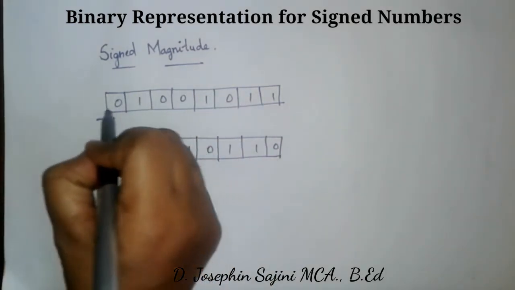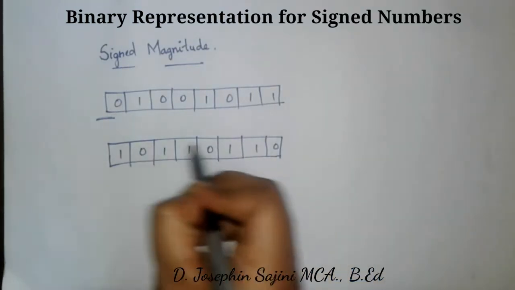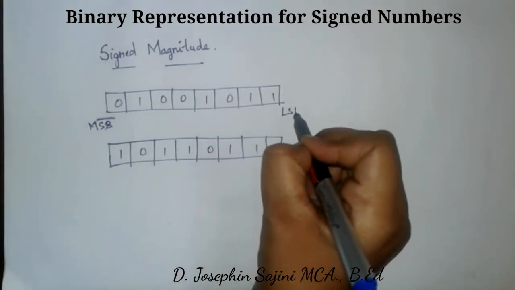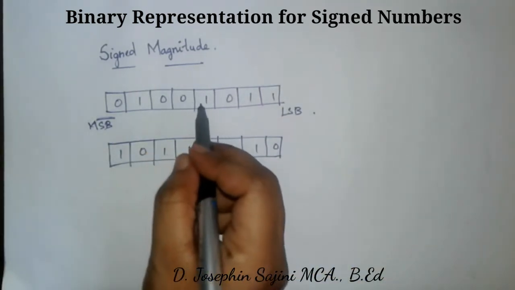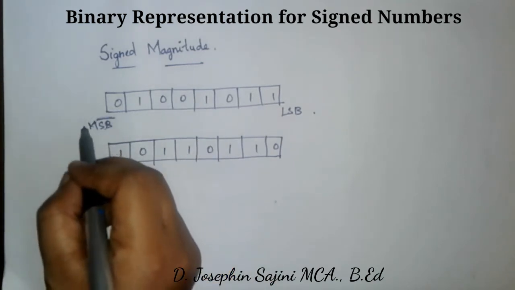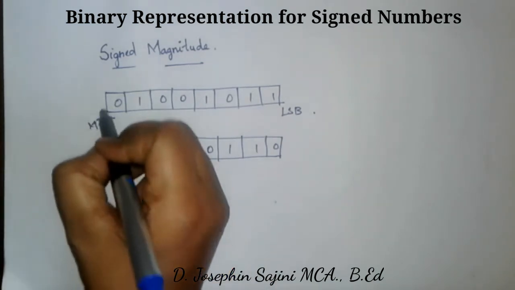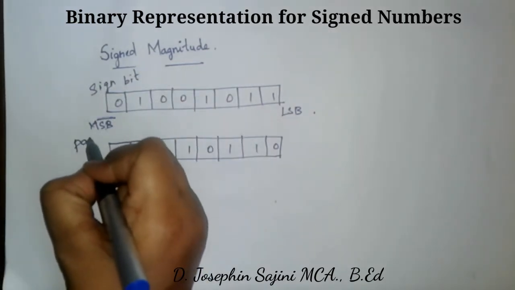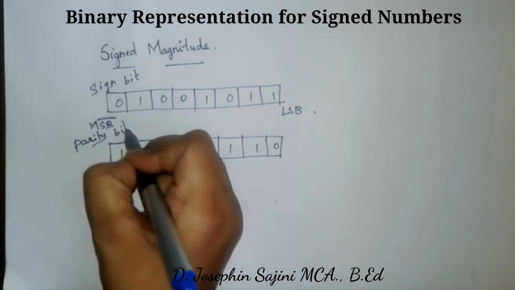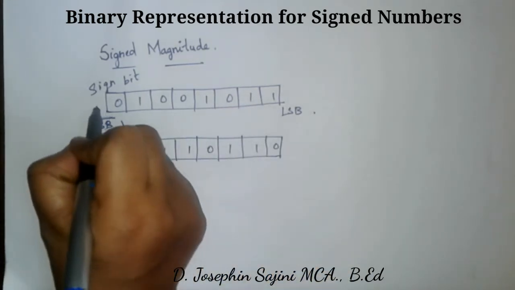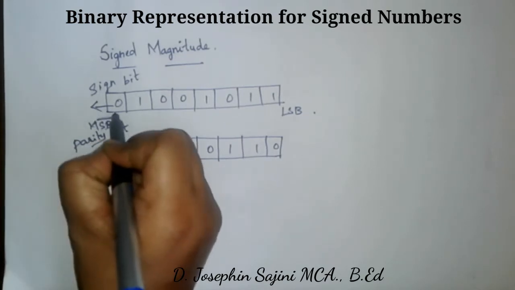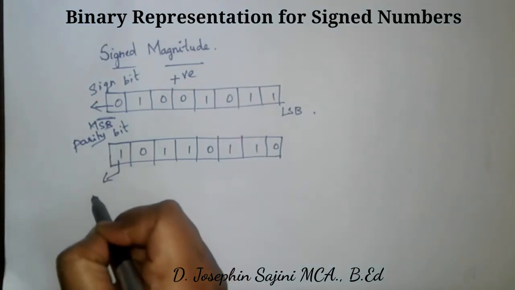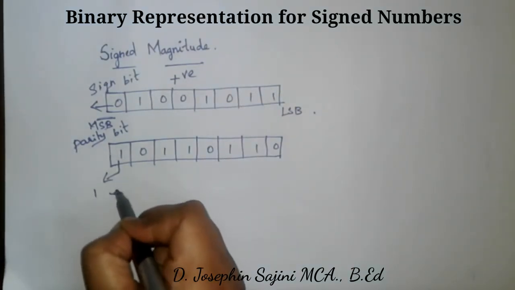Consider these two binary numbers. This is the most significant bit and this is the least significant bit. In the signed magnitude method, the leftmost bit, that is the most significant bit, is called the sign bit or parity bit. In the first example, the MSB is 0, so this number is positive, and in the second the most significant bit is 1, so this number is negative.